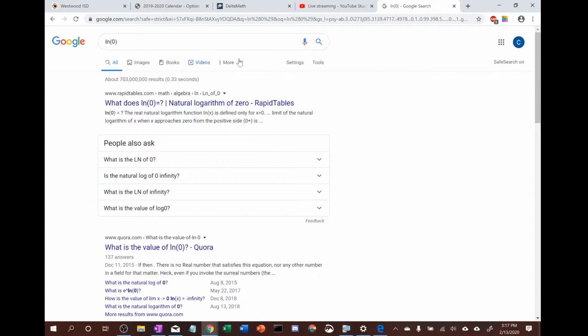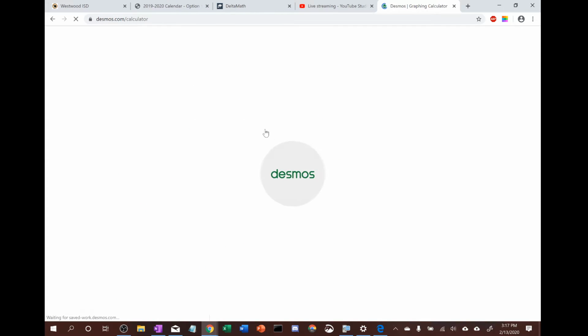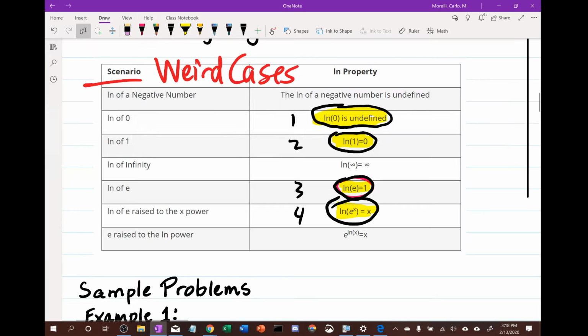Let me go to Desmos and see what Desmos does when we plug ln 0 in here. So y equals ln of 0. Look at that, it tells you. So if you forget the rule, it will tell you the rule.